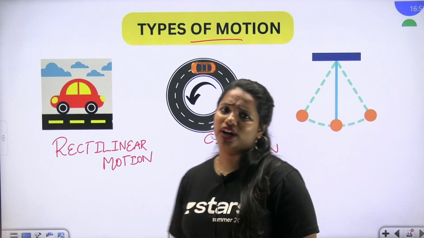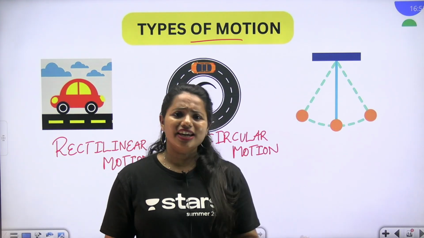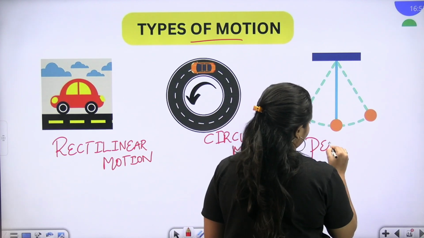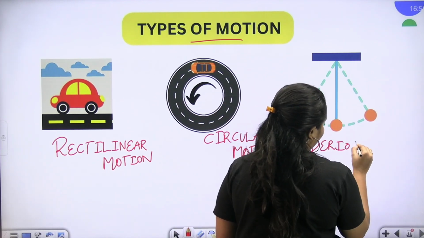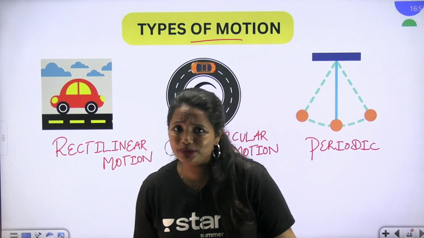And what about the third one? Here you can see that the motion gets repeated after regular intervals. Easy to find out, right? Periodic motion. And that's all about the motion here.